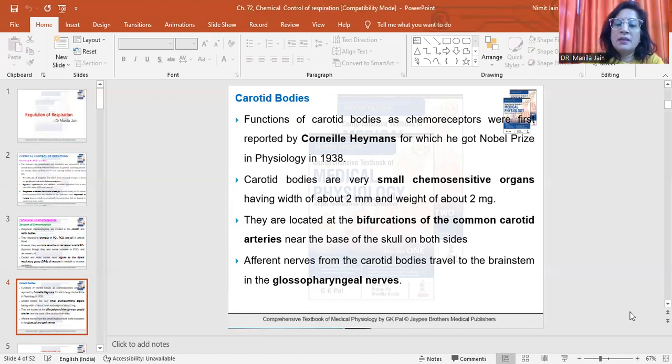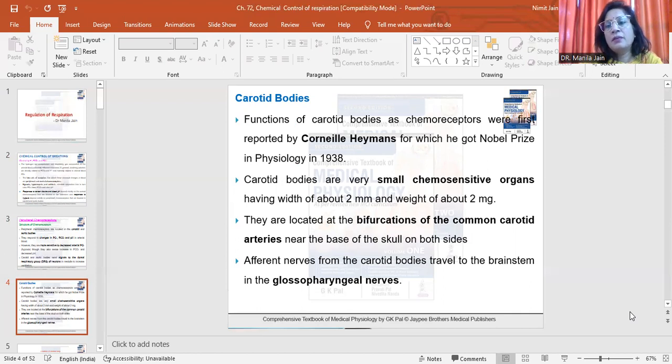Chemoreceptors are located at the bifurcation of the common carotid arteries near the base of the skull on both sides. Carotid bodies are present at the bifurcation of the common carotid arteries. Which afferent nerve passes through the carotid bodies? Commonly asked. That is an MCQ question also.